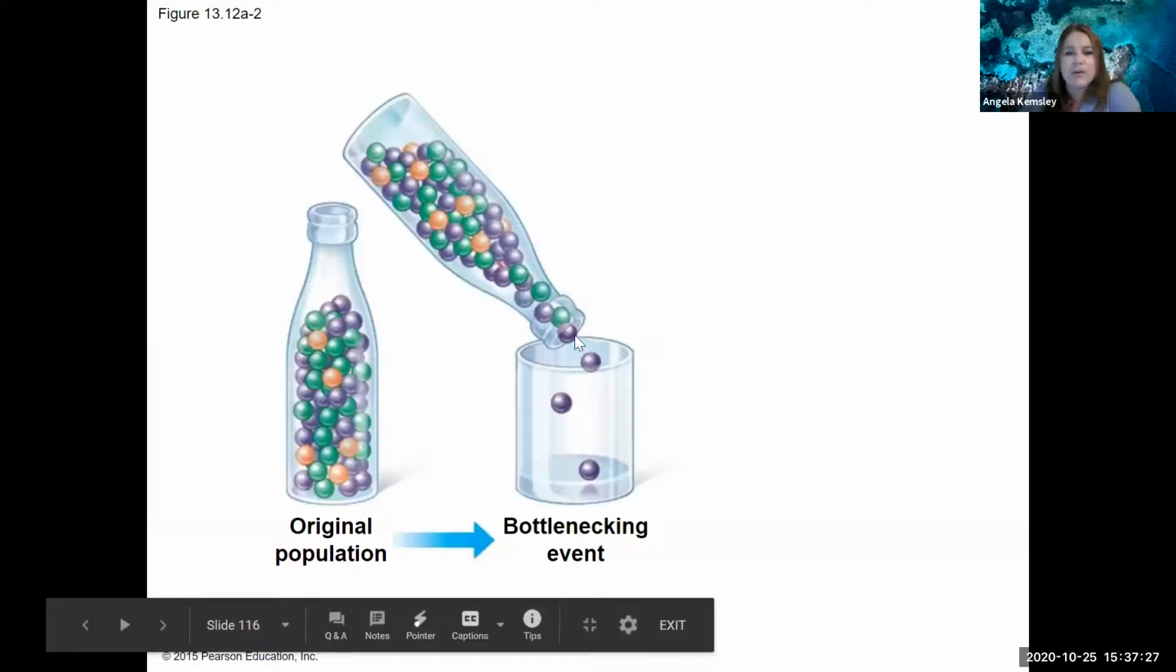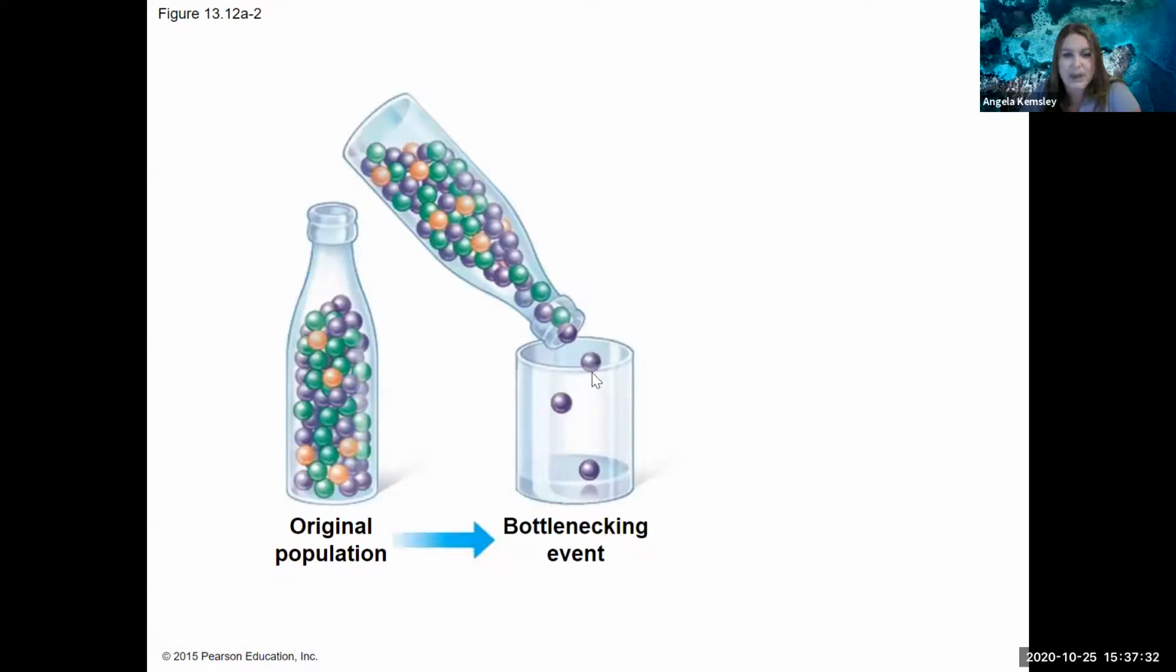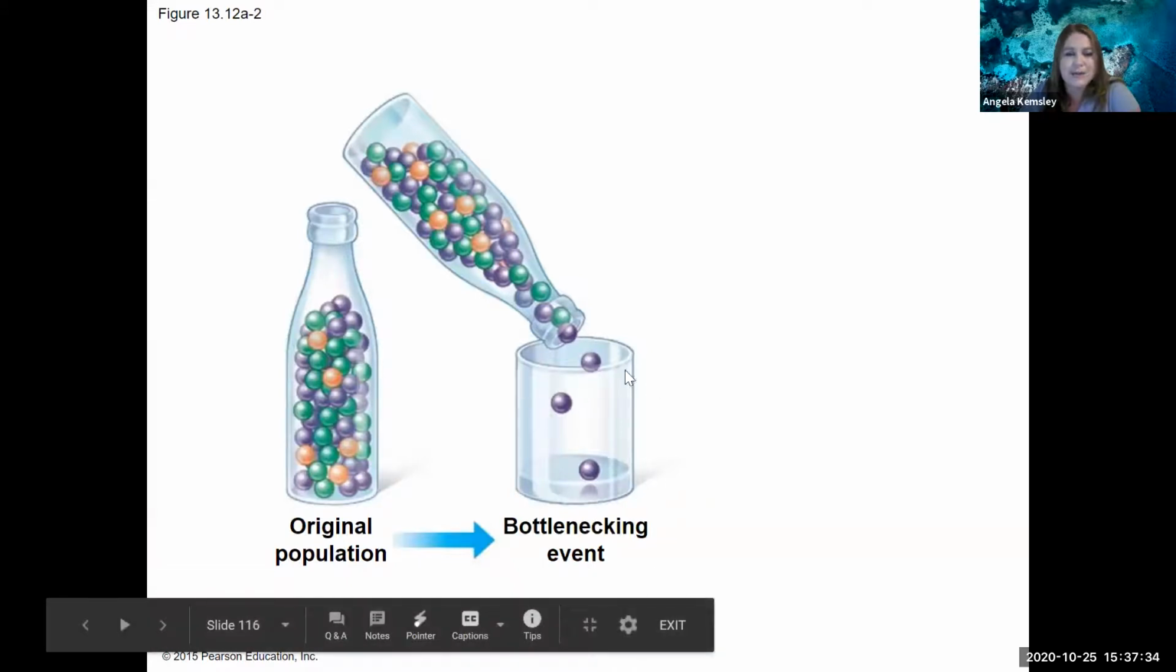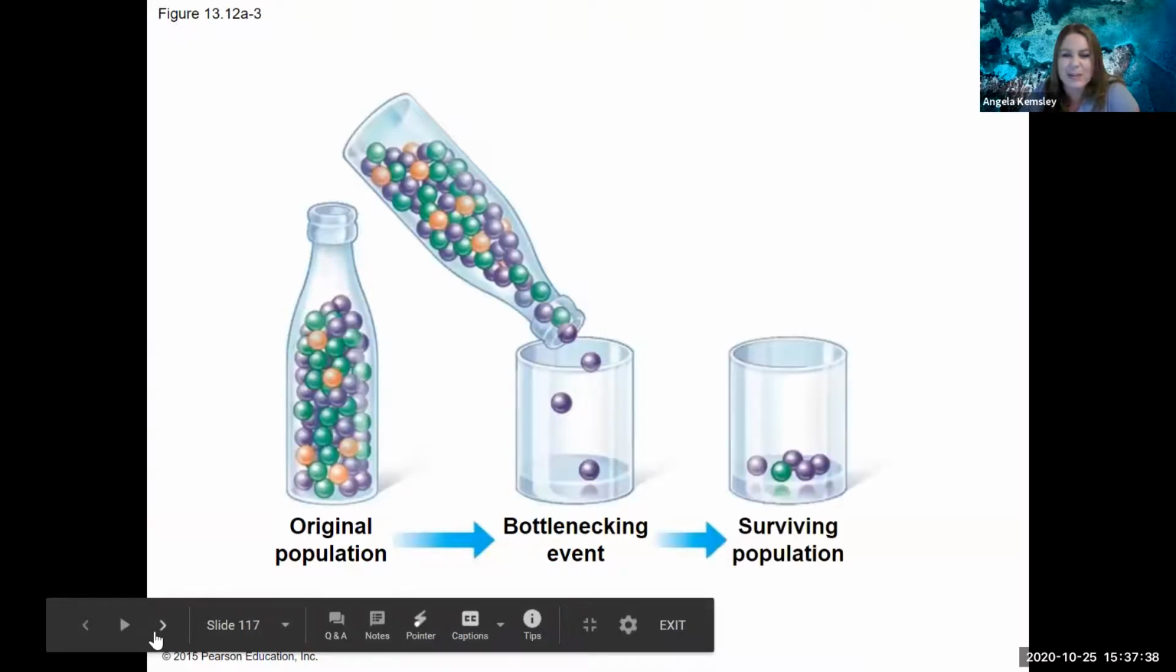So only a few of them are going to survive. The ones that survive are the ones that make it out of the bottle. And say they're being shaken into this cup. So the ones in the cup are the ones that survived.